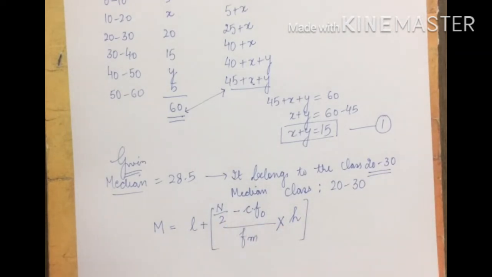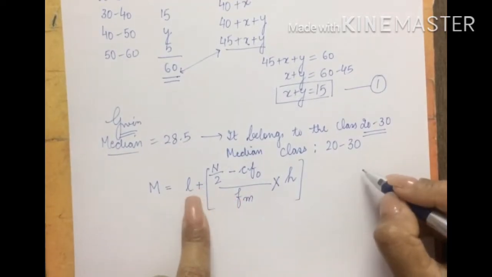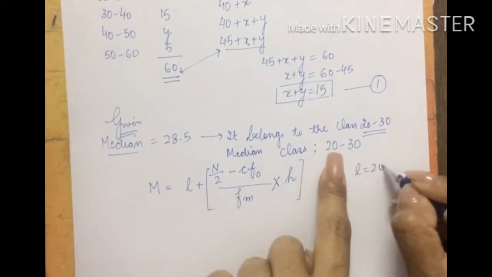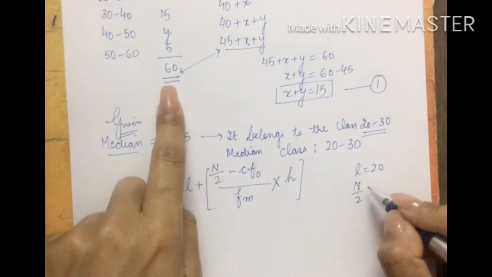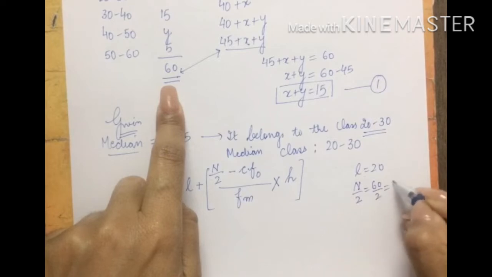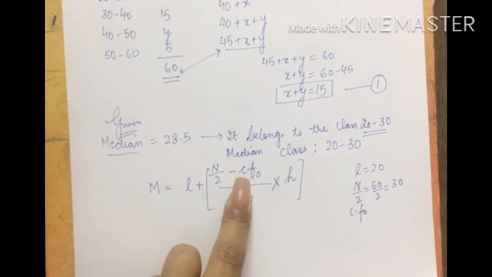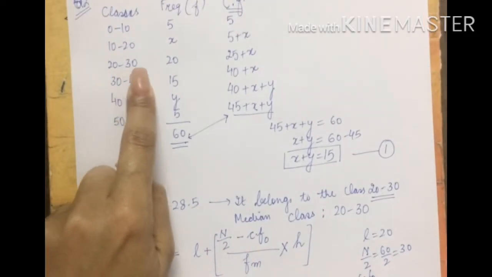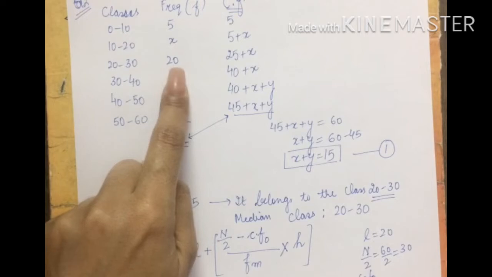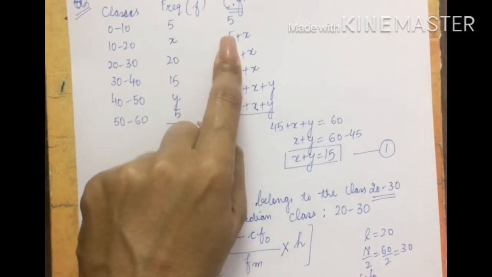So before I substitute the values, let me write down the values on a side. What do I have here? The lower limit of the median class is 20. N by 2: N is the total of the observations, so this will be 60 by 2. This will be 30. Cumulative frequency of previous class. So the median class is this. We will be using its frequency, but the cumulative frequency will be used from the previous class.